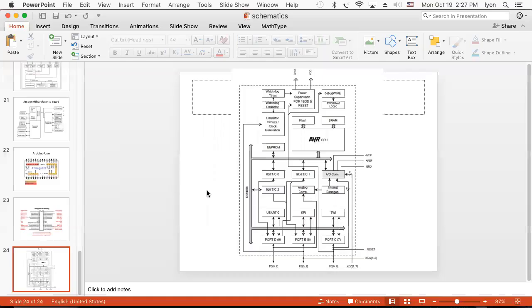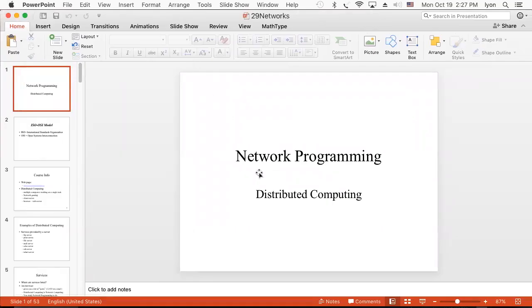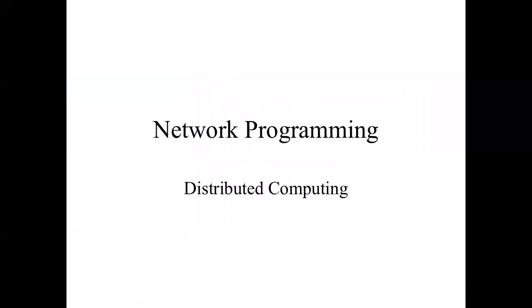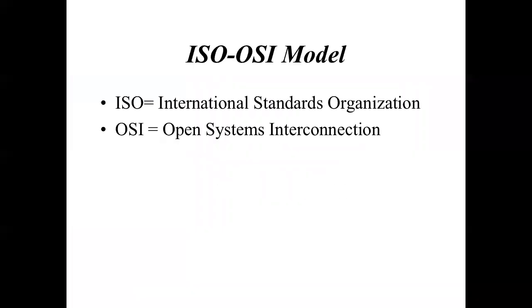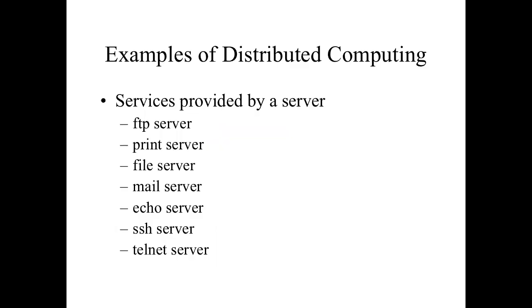And then the other thing I wanted to do was a little bit of a review for network programming. This is one of those things where you kind of have to get a little bit of a background to get through this homework. So we talked a little bit about the ISO OSI model. There's an international standards organization called ISO. The OSI model is the Open Systems Interconnection model. And that's the model that has seven layers. And that's what we alluded to before.